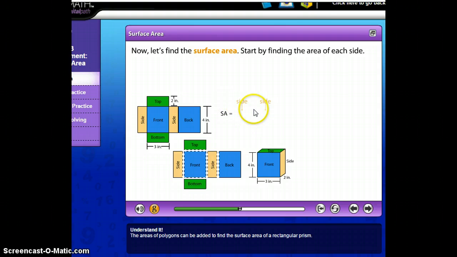And why do they have side and side? Why do they have that written like that? Side, side. Why, Olivia? How many are there? How many sides like this are there, Olivia? 2. There's 2 sides that are going to be 4 times 2, which is 8.